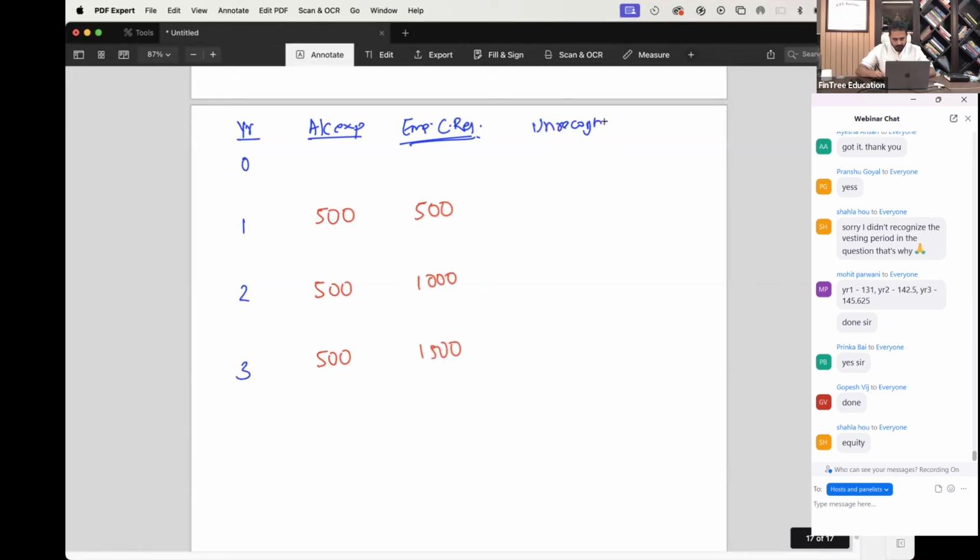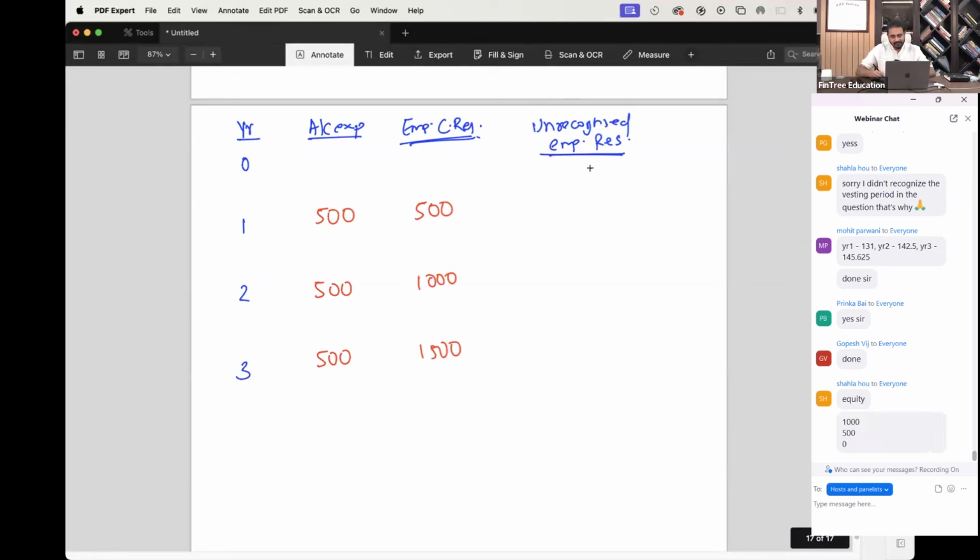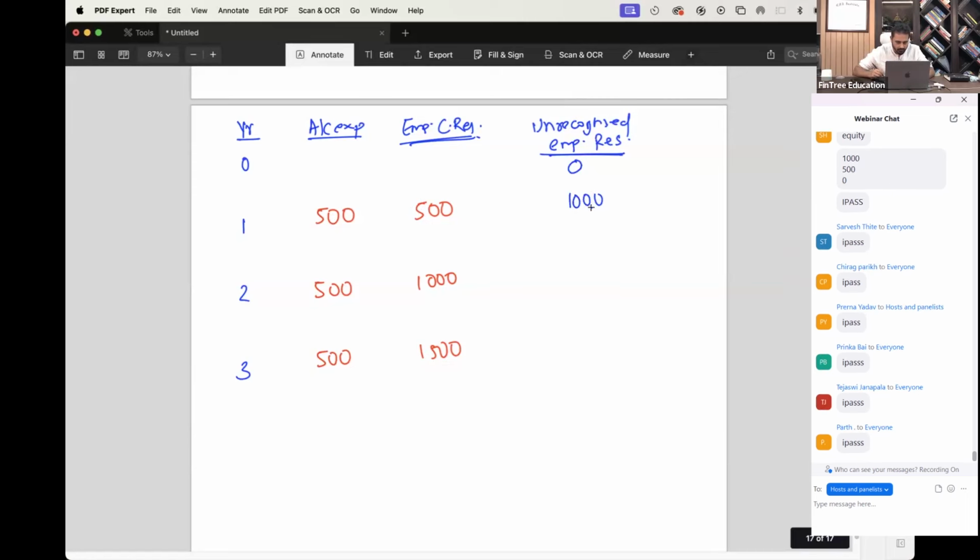Unrecognized employee comp reserve, which is like some sort of a future expense that I'm going to recognize. Year 0 is 0, but in year 1, my total expense is 1500. Till date, I've recognized 500. So how much is not recognized yet? 1000. How many of you got the 1000 part right? That's great.